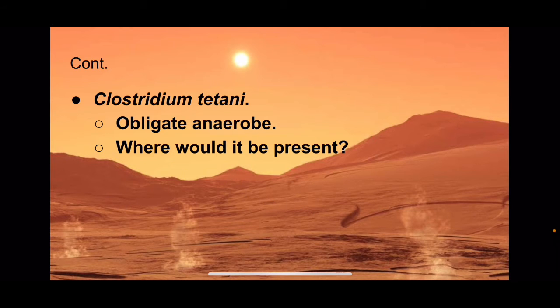The next one we will go over is the gram-positive rod bacteria, such as Clostridium tetani, which is an obligate anaerobe. Obligate anaerobic bacteria are those that cannot survive in the presence of oxygen. They either die when they are exposed to it, or it severely inhibits their growth. This type of bacteria would be the most likely to be present on the surface of Mars.